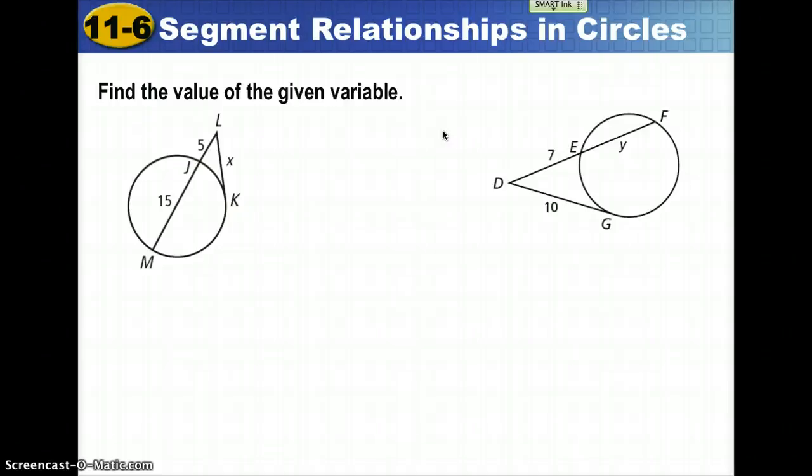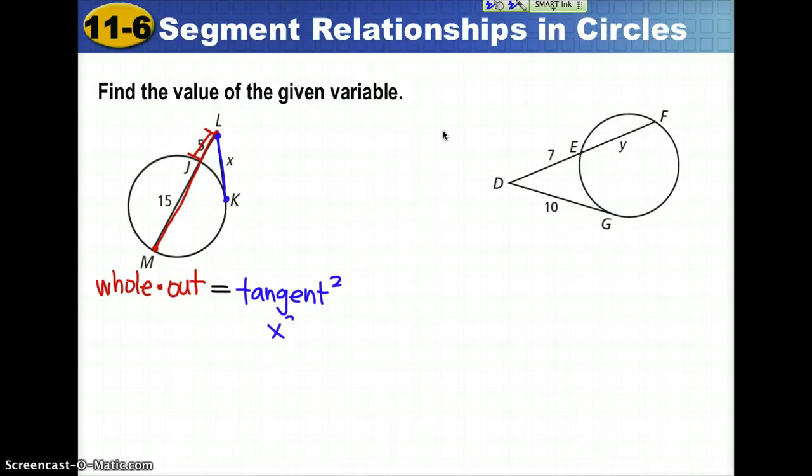Find the value of the given variable. You have your secant segment. We got a whole part and we got an outside part. Whole times the outside. That equals the tangent squared. And the tangent segment here is x. So x squared. The whole segment is 15 plus 5, that's 20. The outside part is only 5, so 20 times 5, that's 100. 100 equals x squared. You guys are pros. You know that the square root of 100 is 10. X equals 10. Great.